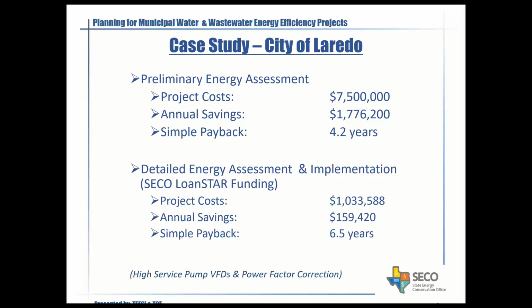they looked at their options. They funded some of their projects, especially the meter upgrades and so forth, from their own funds. They had some plans for it, but then at the same time they went to the State Energy Conservation Office to ask for close to $1 million with an annual savings of $159,000 a year with a simple payback of 6.5 years. And in that project, the primary funding went to high service pump VFDs and power factor correction.